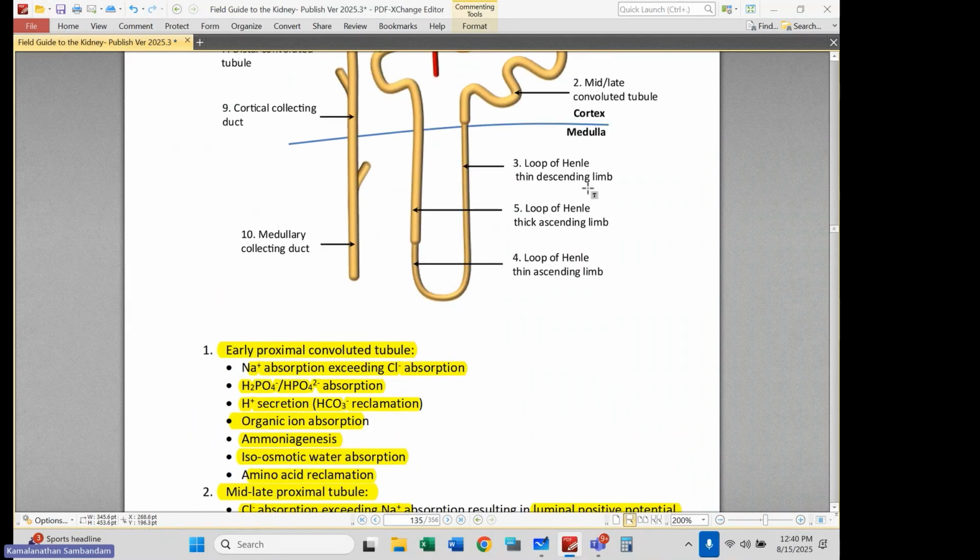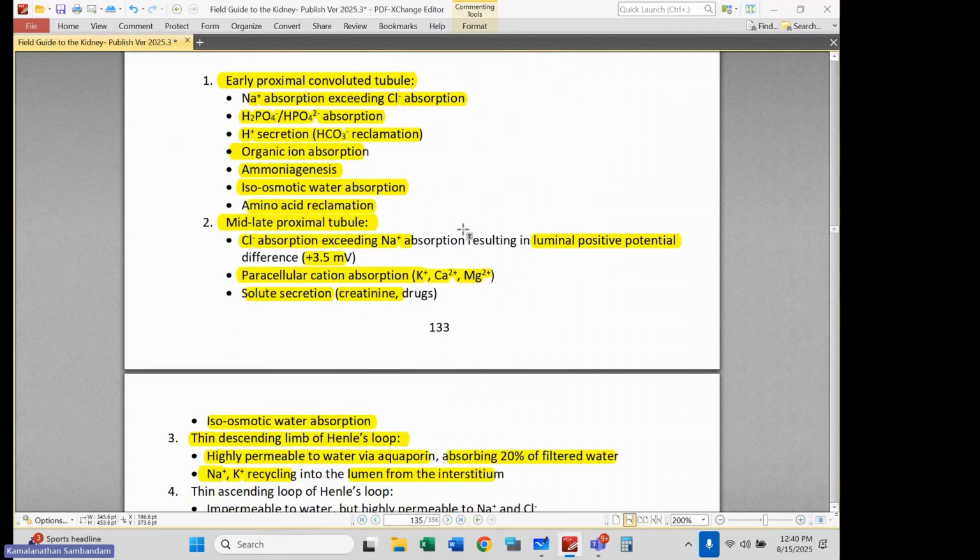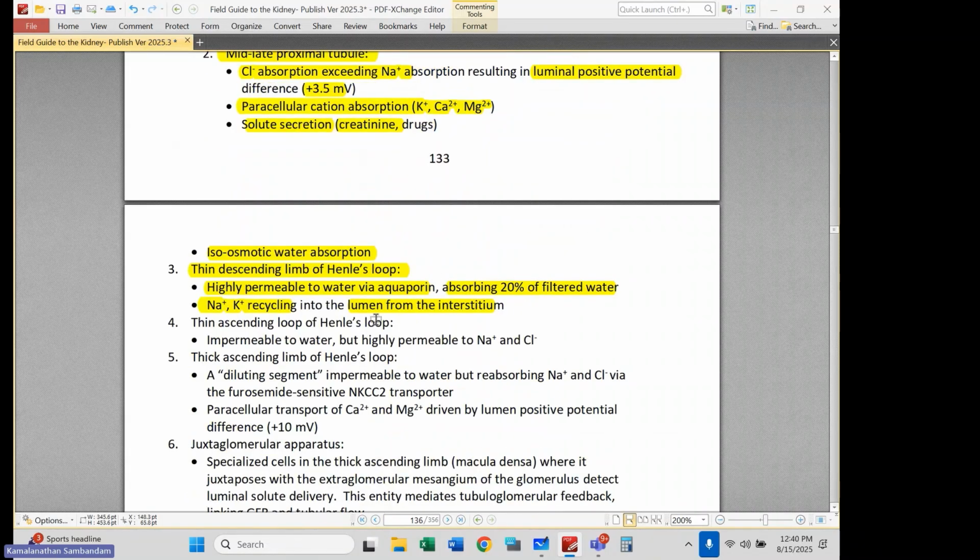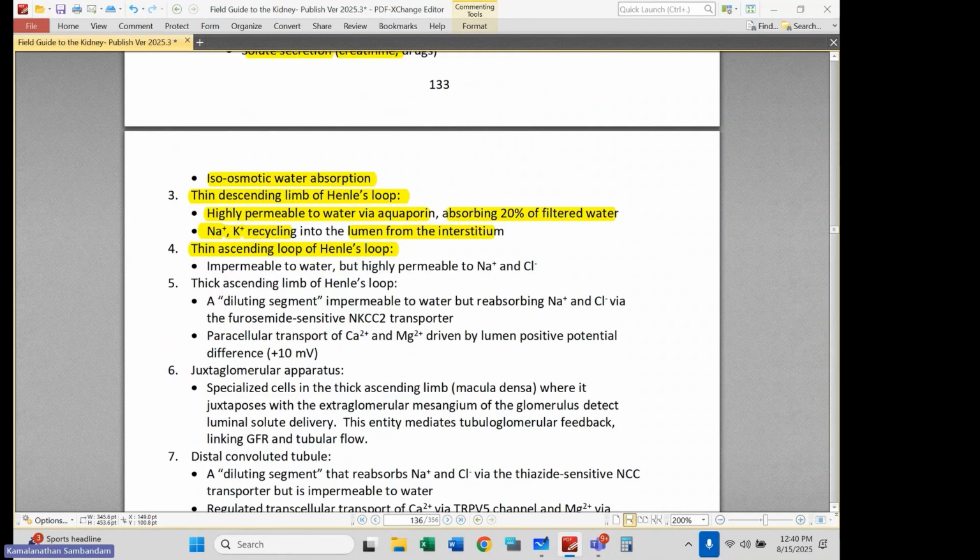So again, we're getting salt that is diffusing into the descending limb of the loop of Henle. Okay, now we're getting into the more recognizable parts of the loop of Henle, which you probably think more commonly about, and those are the ascending limbs of the loop of Henle.